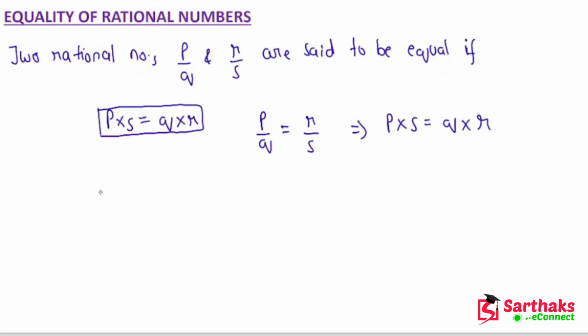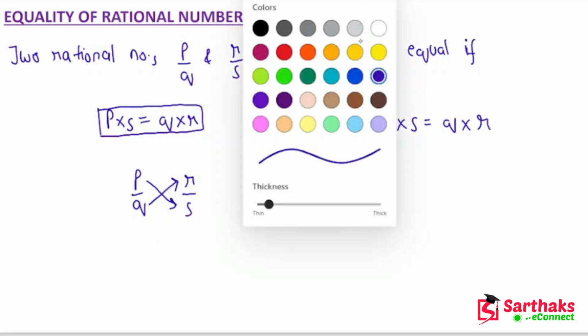You can also remember this like this. We essentially multiplied by cross multiplication. So you can remember this cross multiplication by this figure. Now let us take an example to illustrate its use.